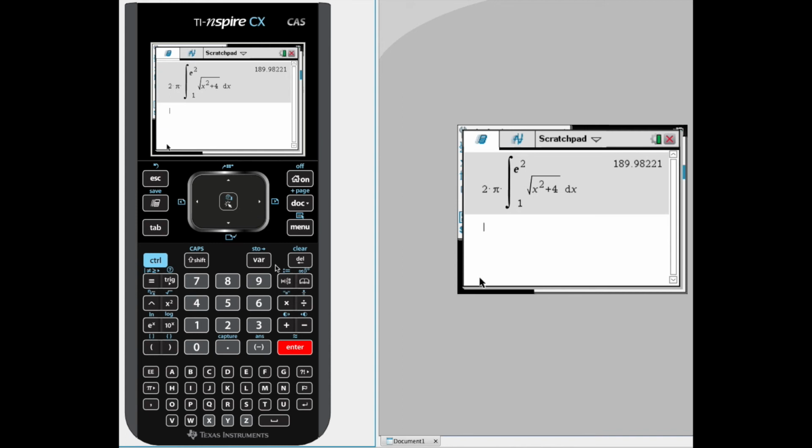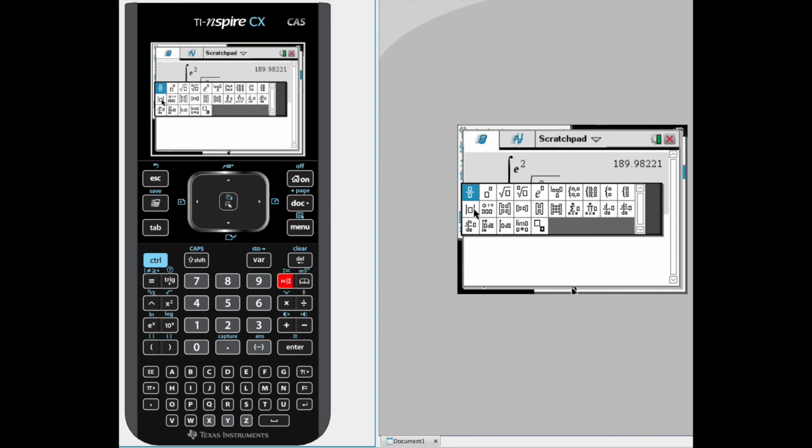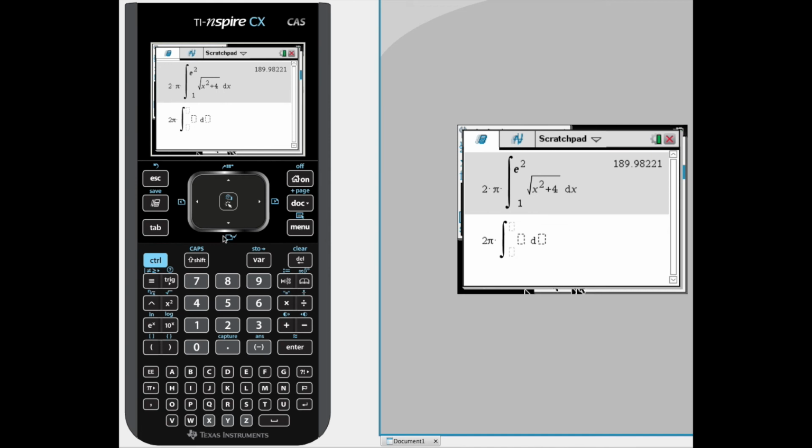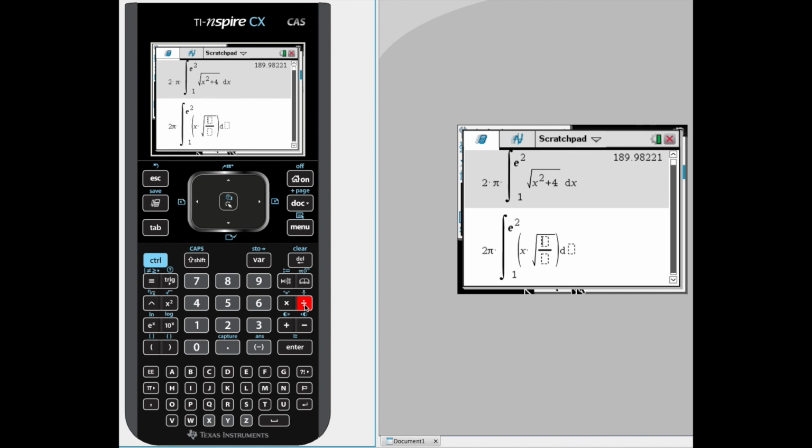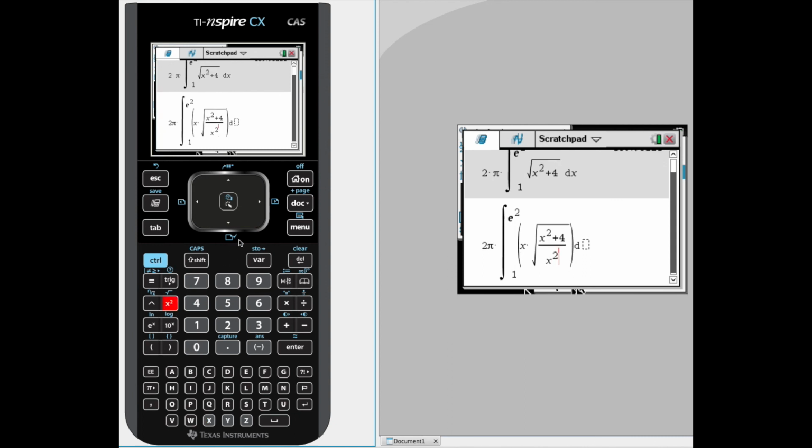And that's 189.982 square units. If we had put the expression in like I had it with the denominator of x squared, that would have been, let's see here, 2 pi times, and this is another way you can get to it, hit this little button here, choose the integral template, enter, lower limit of 1, upper limit of, again, e squared, of x times the square root of a fraction, and that fraction was x squared plus 4 over x squared, again dx, and control enter.